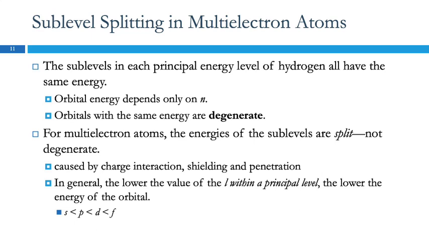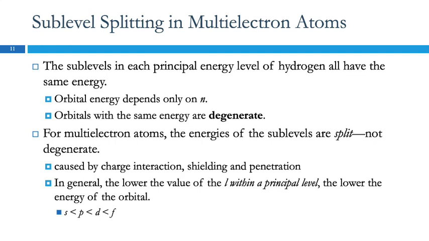The sublevels in each principal energy level of hydrogen are all going to have the same energy because the orbital energy depends only on the principal quantum numbers. And so we use the word degenerate. Degenerate in chemistry means that these things have the same energy. But when we get to multi-electron atoms, because of interactions between them, notably shielding and penetration, the energy levels get split.